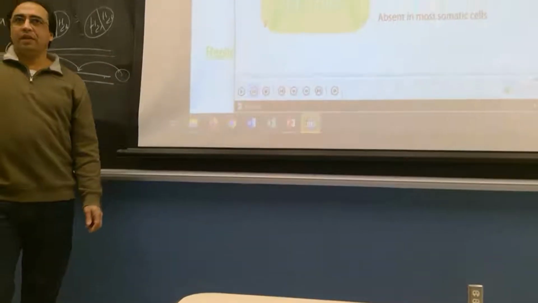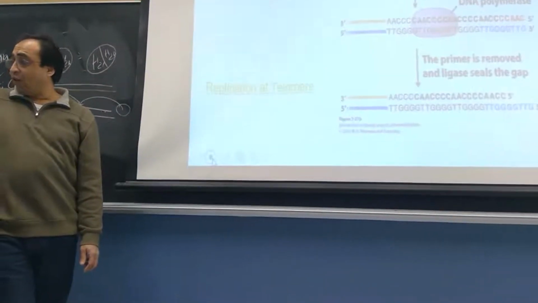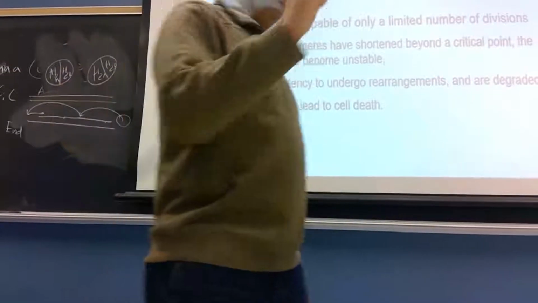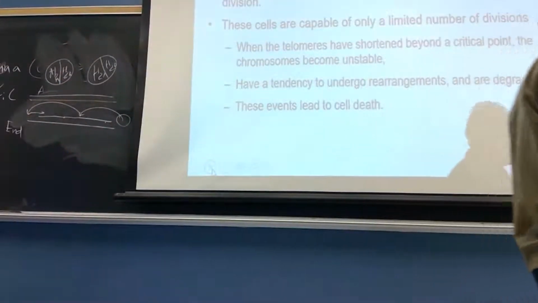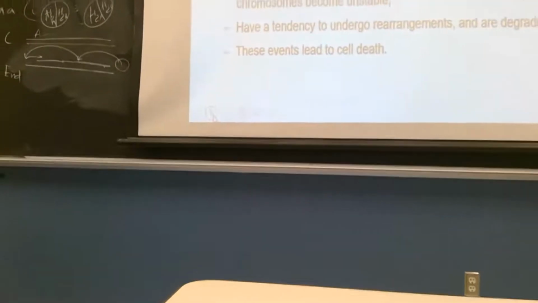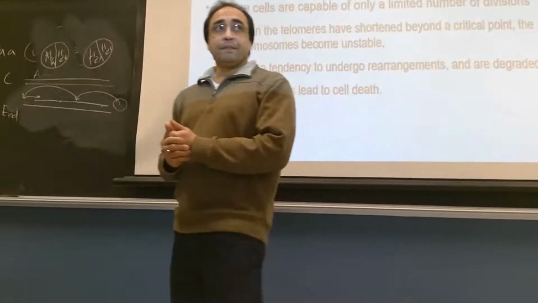Is this part clear? This complication is not clear at all. Why are they adding those repeats there, and why is there still a gap? If there is a gap, what was the problem? They are adding the same thing in each and every replication cycle, and still there is some gap. Okay, so the question is that telomerase is not present in all cells.